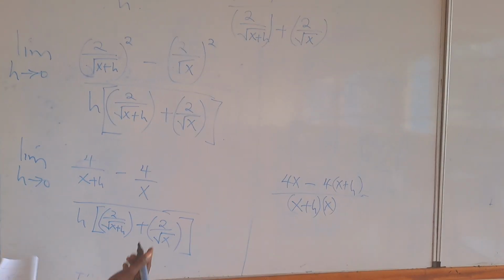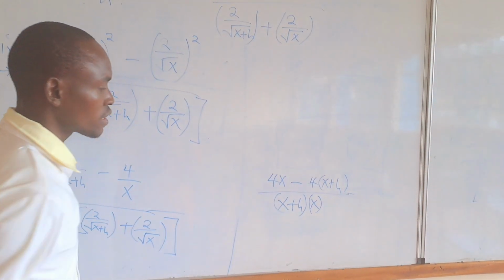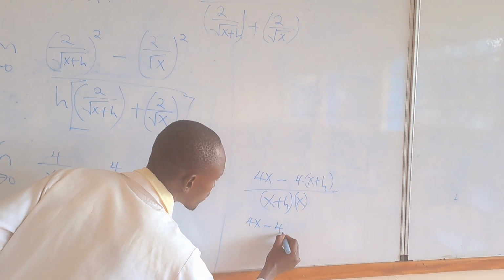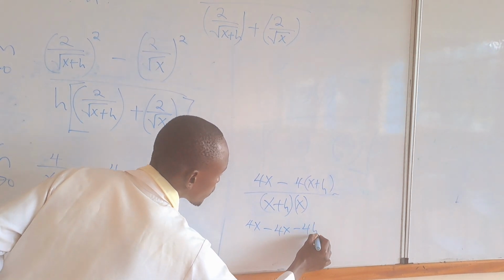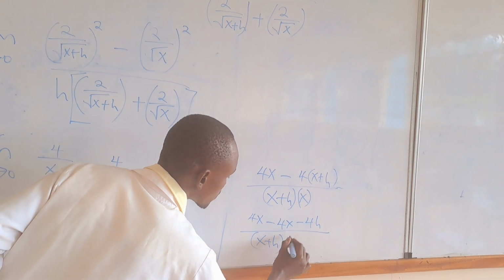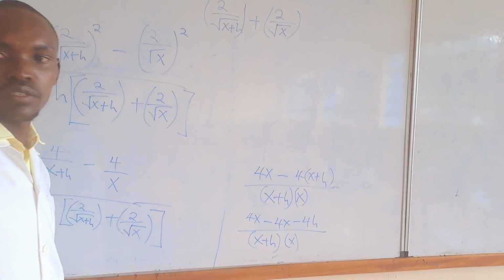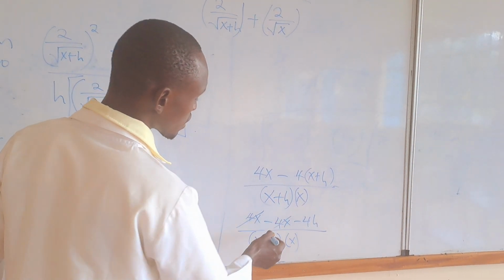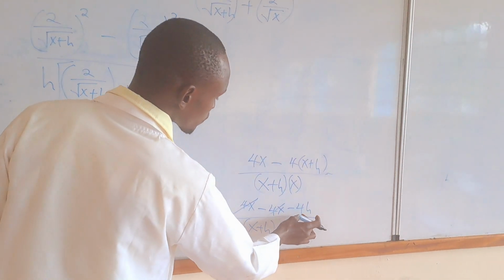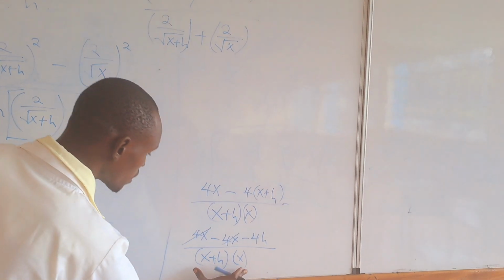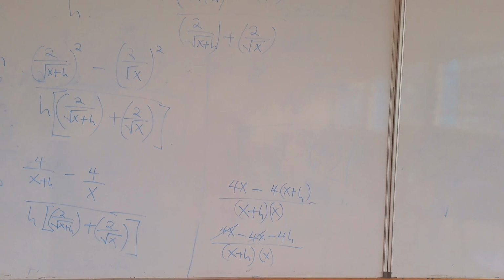Now from there, let's open this bracket. We have 4x minus 4x minus 4h divided by x plus h multiplied by x. From here, 4x minus 4x will be 0. So we'll have negative 4h divided by all of this.